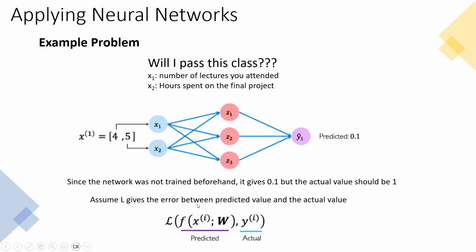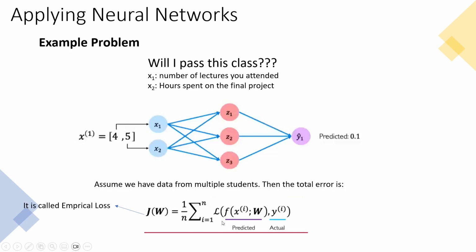And assume L gives the error between the predicted value and the actual value, this function. So this is the actual value, which is 1 in this case, and this is the predicted value, which is 0.1 in this case. And assume we have data from multiple students, then we can basically calculate a total error or a summation of the errors, which is this one. Okay, let's say we have n students. Basically, we have predictions and the actual values for the students. We can basically calculate the summation of the losses or the errors.